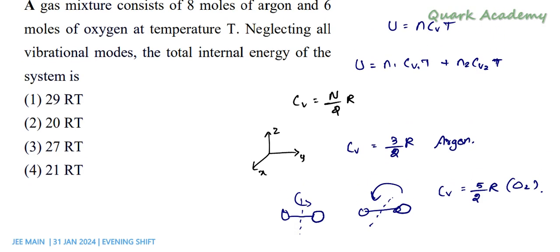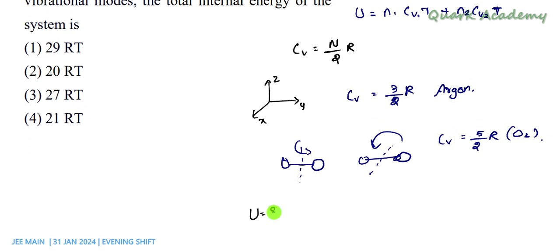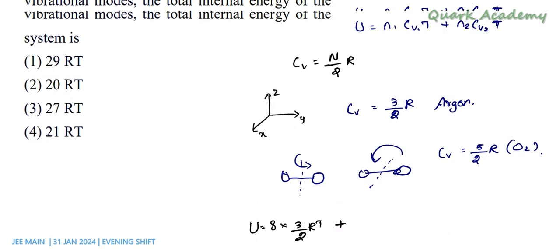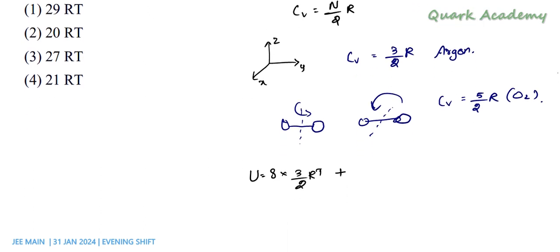Now we can find the total internal energy. n1 is for the argon, it is 8. 8 into 3 by 2 R into T, plus next, oxygen. For oxygen, it is 6 moles. 6 into Cv, 5 by 2 R, into T.